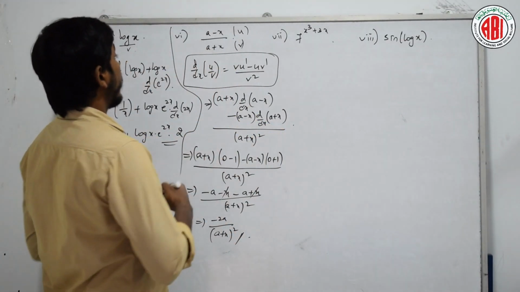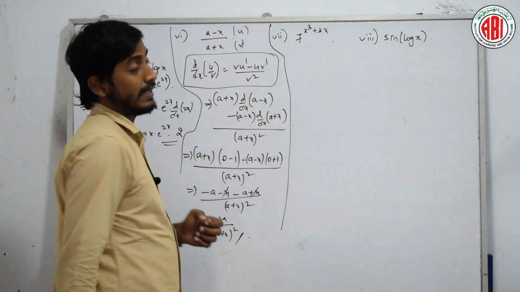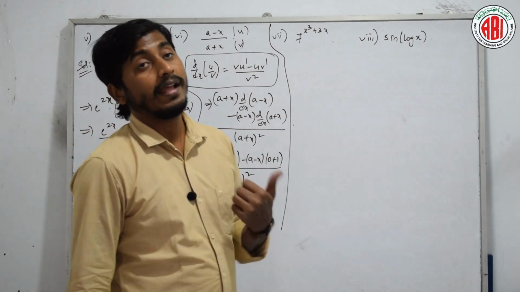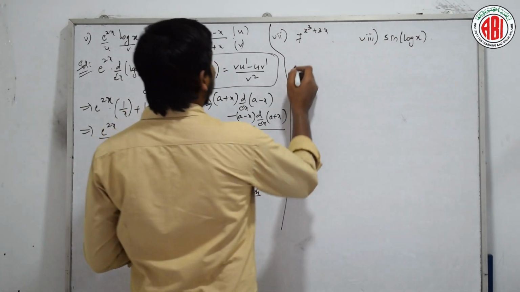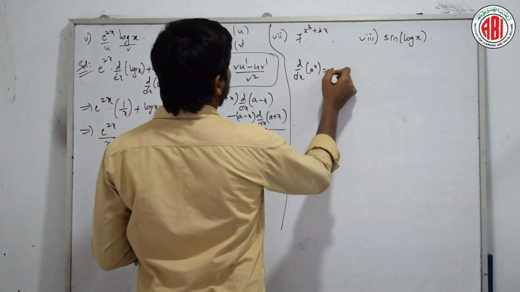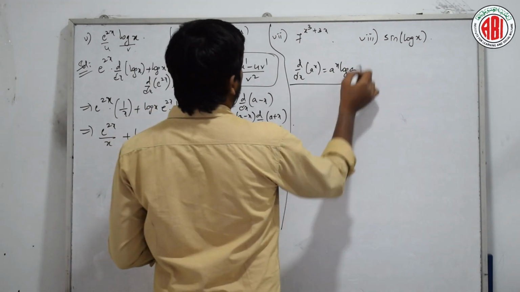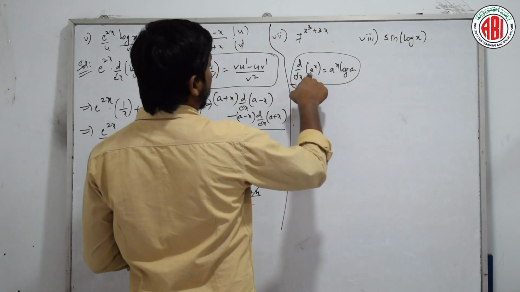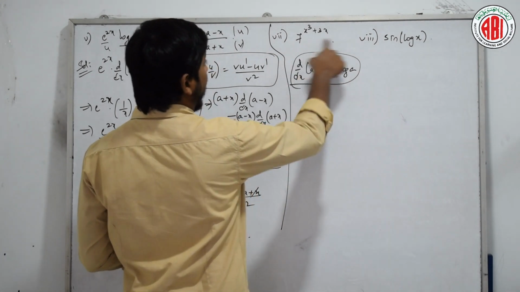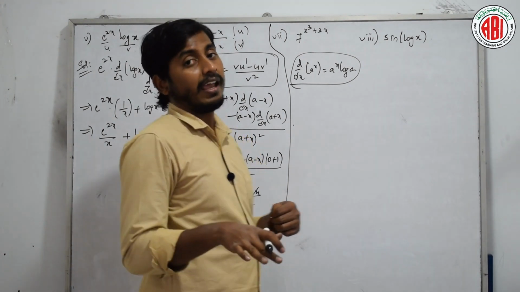See here. The next problem is in the form of 7 power x cube plus 3x, that is in the form of a power x. Tell me the formula of a power x, that is a power x log a. Now tell me what is a here? A is the constant, that is 7. What is x? x cube plus 3x, which means that we have to differentiate it again.